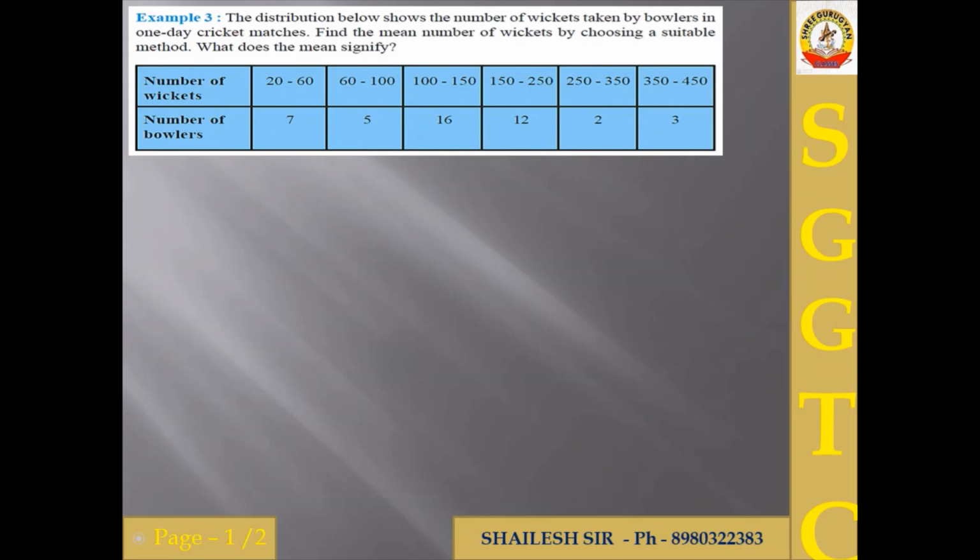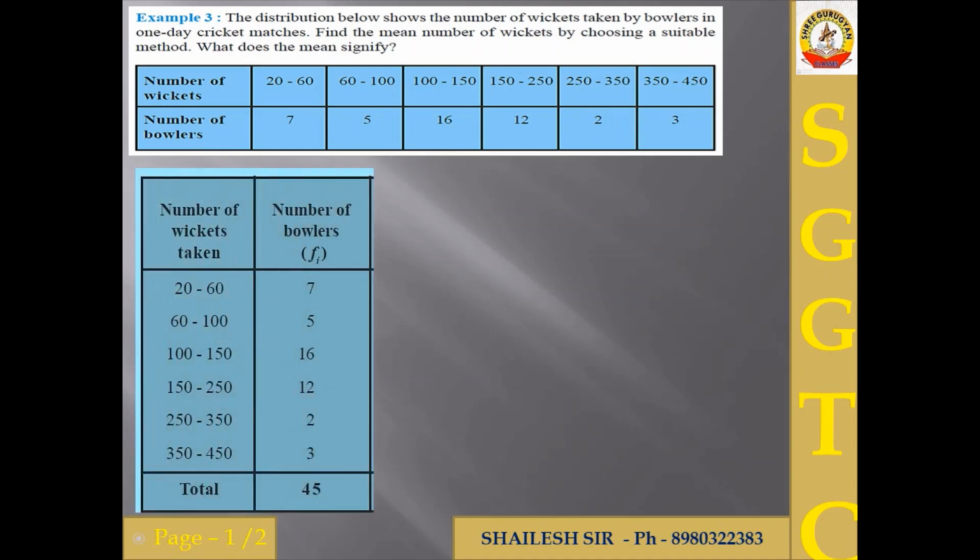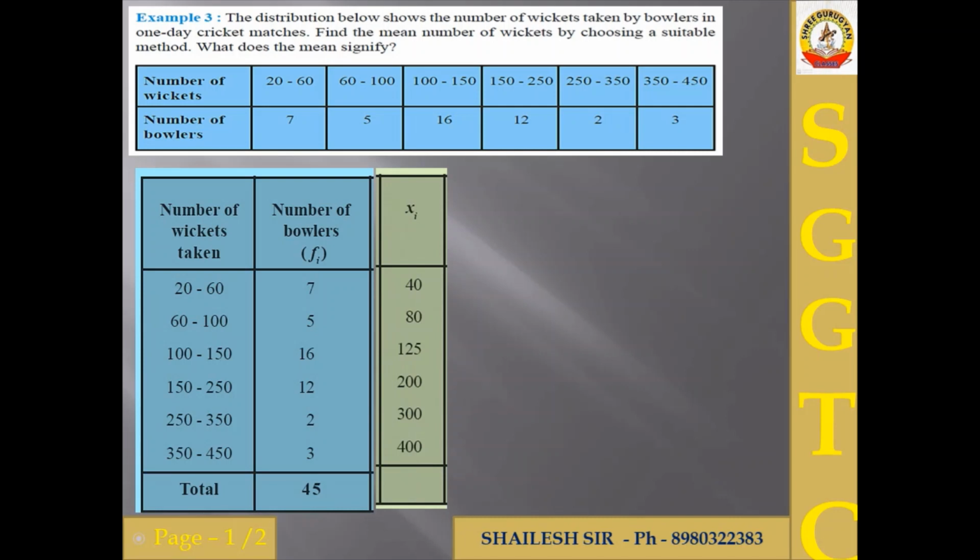Example 3. Number of wickets, players, and number of bowlers. So the given values I show in the table, and first apply the total sigma fi. And after that, find the mid value Xi. Yes students, Xi indicates the mid value. Look at the first row: 20 plus 60, both added, divided by 2, means 80 divided by 2, you get 40. Same for the second: 60 plus 100, means 160 divided by 2, you get 80. Similarly, moving further, one by one you apply till 350 plus 450, which is 800 divided by 2, and your answer is 400.